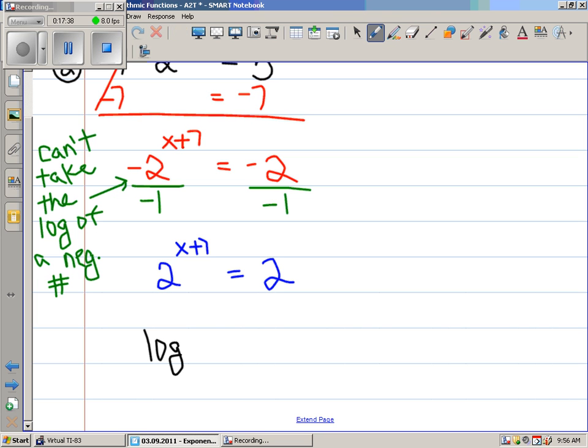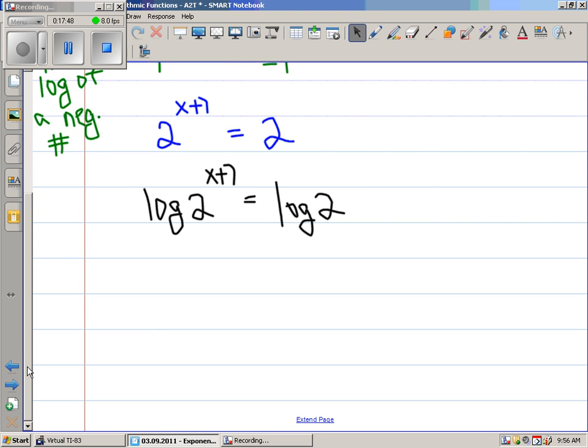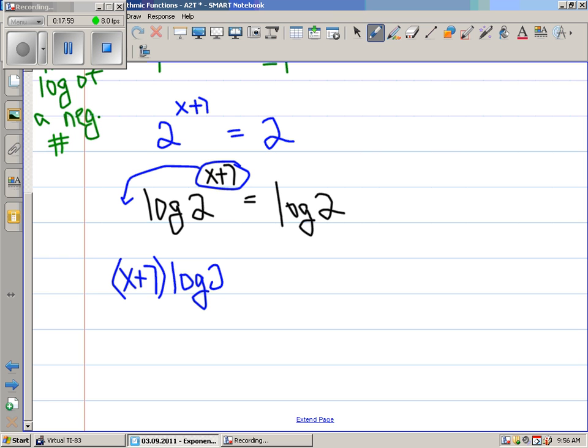You get the log of 2 to the x plus 7 equals the log of 2. Just as you said, buddy, this drops down in front. X plus 7. We'll put it in parentheses. Log 2 equals log 2.